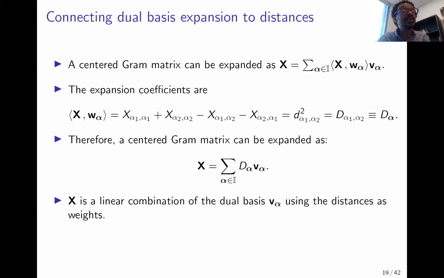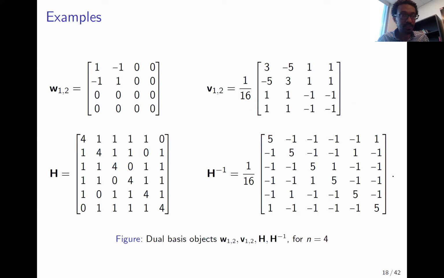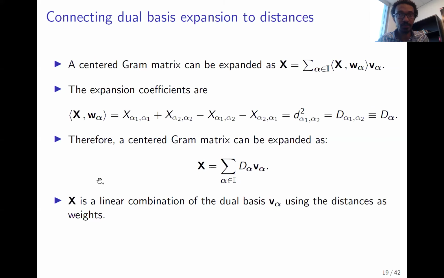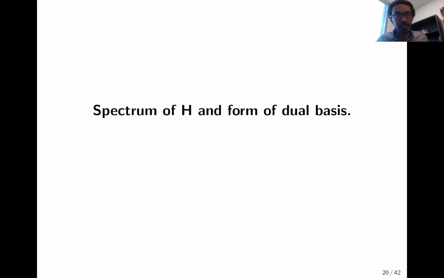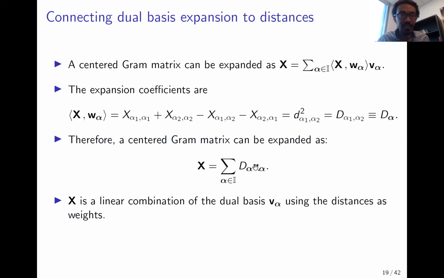So another way to think of classical MDS is that we take our Gram matrix, use our distances as the weights, and combine them using the V alpha. The centered Gram matrix is nothing but a linear combination of these V alpha matrices, and the weights are the distances. For this to be useful, it will be nice to know what this V alpha is and what the spectrum of these matrices in this formula is. So what's the spectrum of this matrix H, and can we write V alpha explicitly?